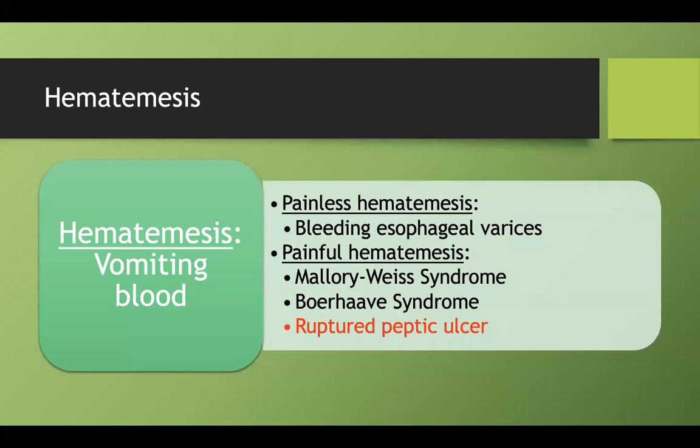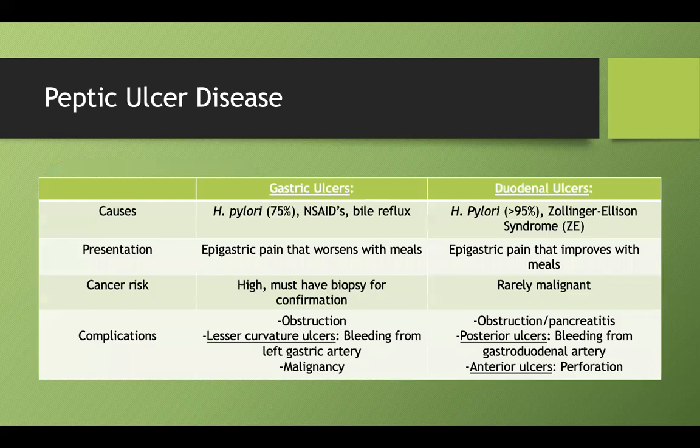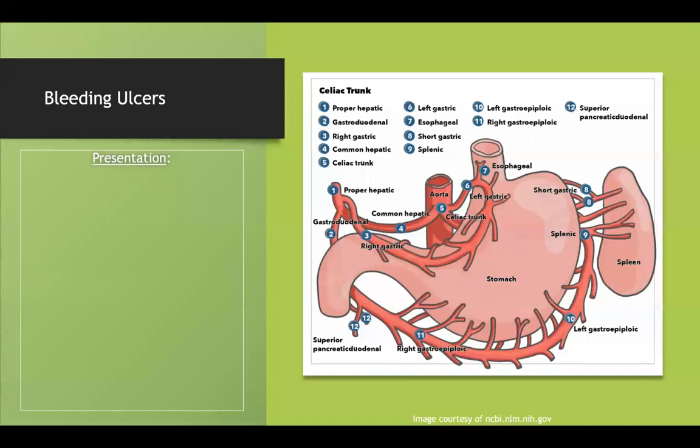And the last one, I'm just going to touch on this because I talk about peptic ulcer disease in the stomach section, but I just want to let you know that ruptured peptic ulcers can cause bleeding. Here's my chart from the stomach section, and we've actually already talked about this when we just talked about Mallory-Weiss syndrome.